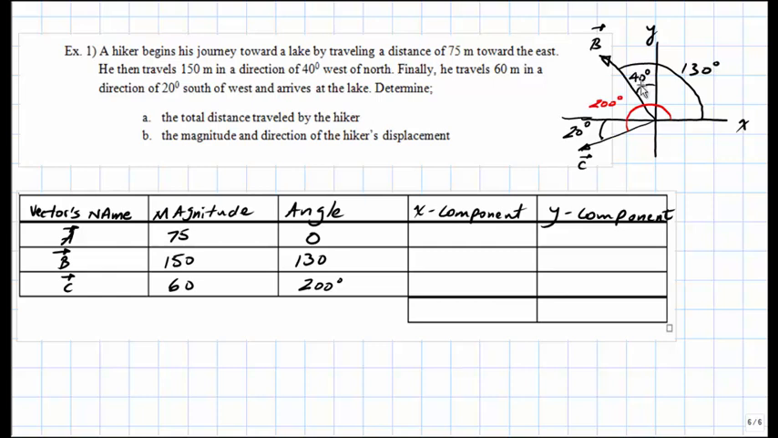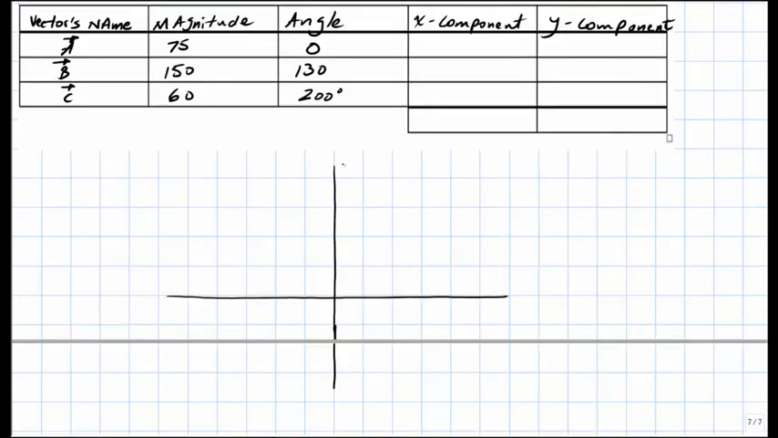Let's do that next. So here's our Cartesian coordinate system. This is, of course, north, south, west, and east. The first leg of the journey is a 75-meter travel along a 0-degree angle. We'll represent it like this. This is vector A. Next, we're traveling 150 meters at an angle of 130 degrees.